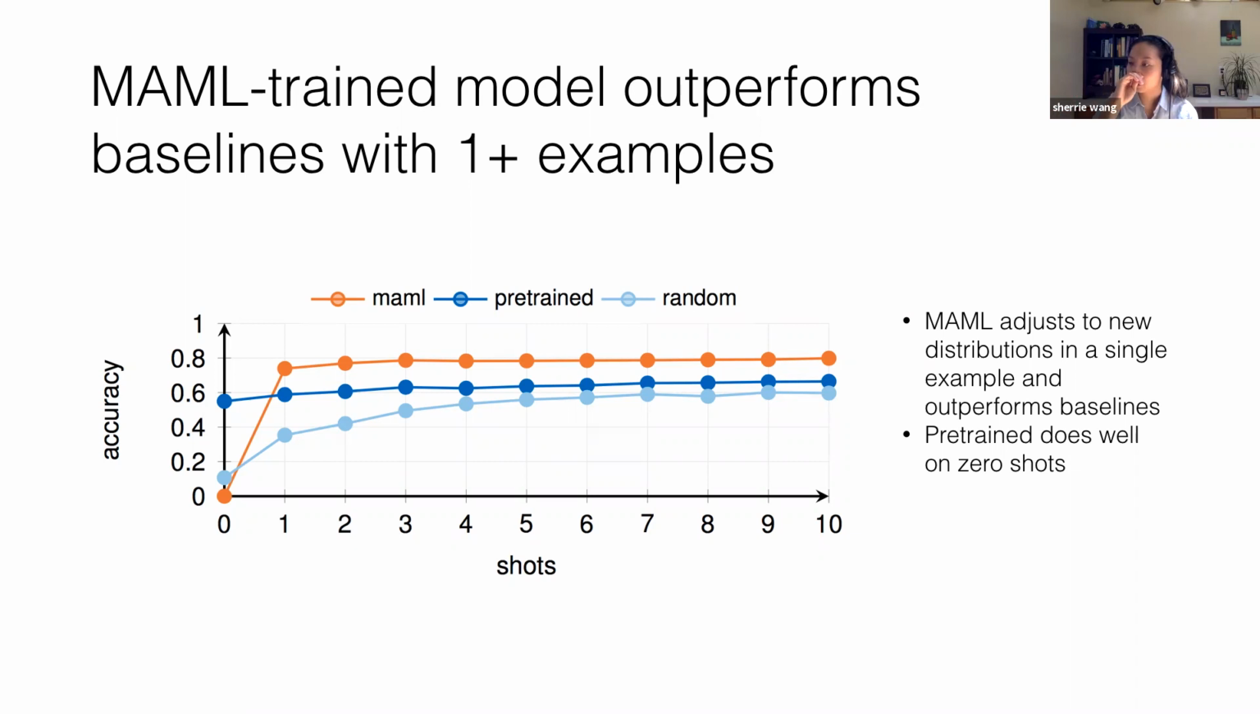We see that the MAML trained model, shown in orange here, adjusts to new distributions in a single example, and then it's able to outperform the baselines as long as you show it at least one example. If you don't show it any examples, it's not doing well, but that is because we don't train the model to do well on the 0-shot case. Pre-trained, you can see, is doing well in 0-shot, which makes sense because it's using the information that it's learned from all the other regions.